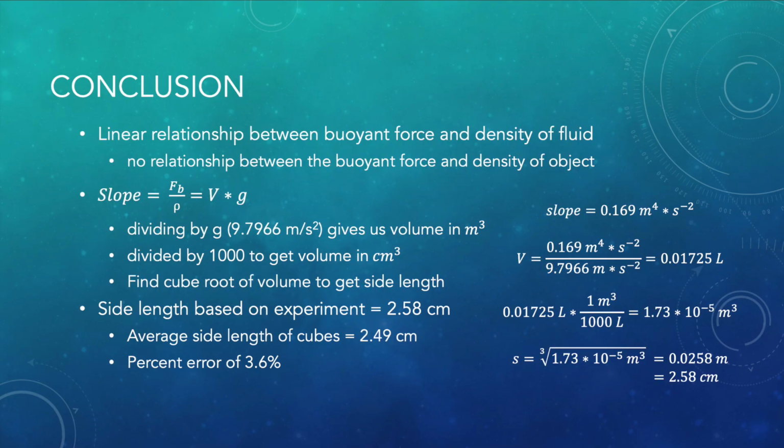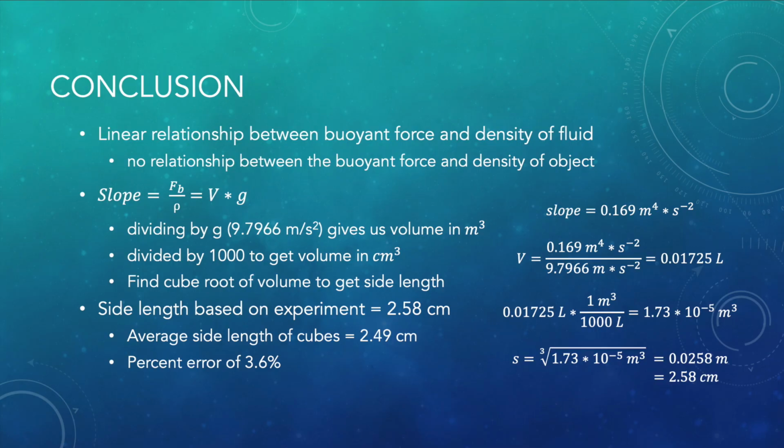After looking through the data, we concluded that there is a linear relationship between buoyant force and the density of the fluid, and there was no relationship between the buoyant force and the density of the object. The slope of the graph is the buoyant force over the density of the fluid. Using the previously stated equation for buoyant force, we also know that the slope is equal to the volume displaced times gravity. Therefore, dividing the slope by gravity will give the volume in meters cubed, which can be multiplied by 1,000 to find the volume in cubic centimeters.